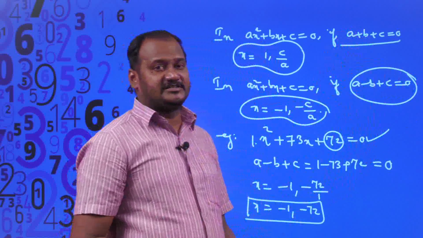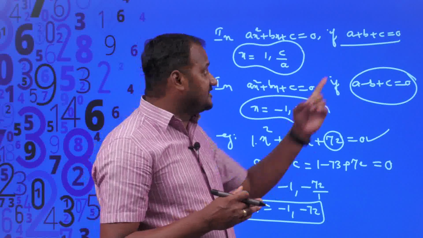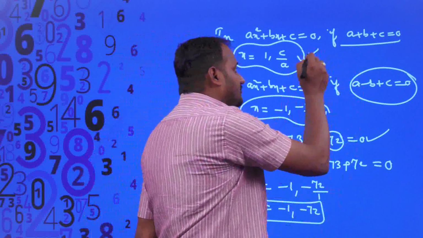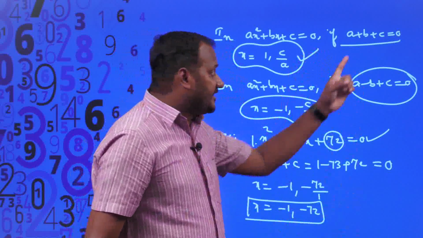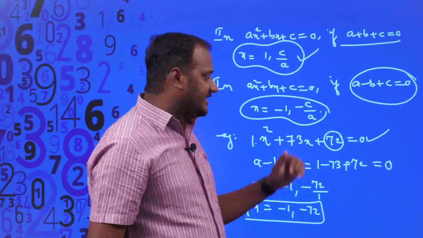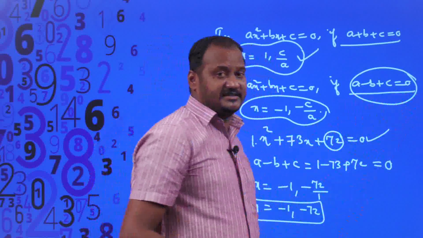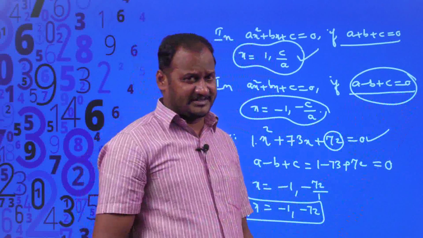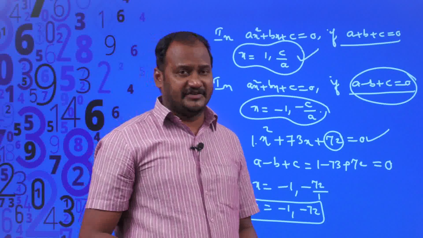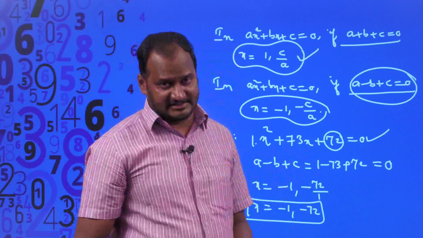If the given quadratic equation satisfies these two conditions, then we can easily figure out the roots by using x is equal to 1 comma c by a if a plus b plus c is equal to 0, and x is equal to minus 1 comma minus c by a when a minus b plus c is equal to 0. Hope you understand. I think you really enjoy these two strategies. Easily we can figure out the roots of a quadratic equation without performing any calculations.